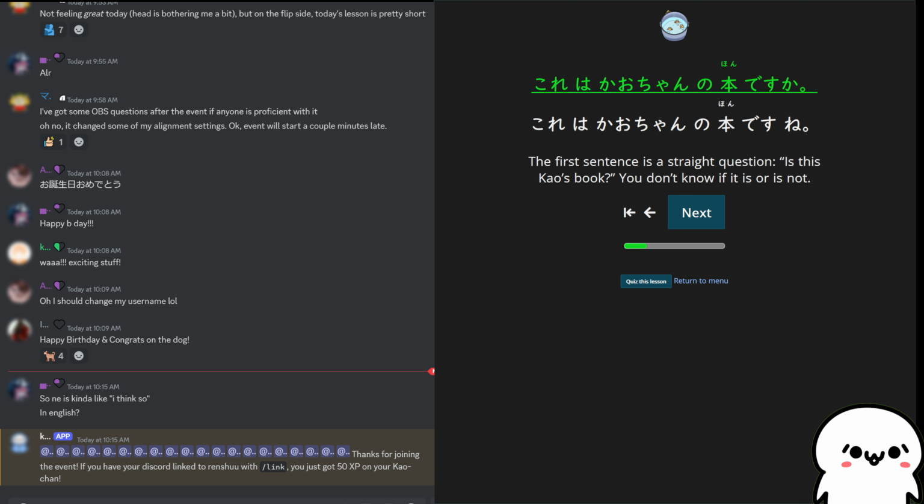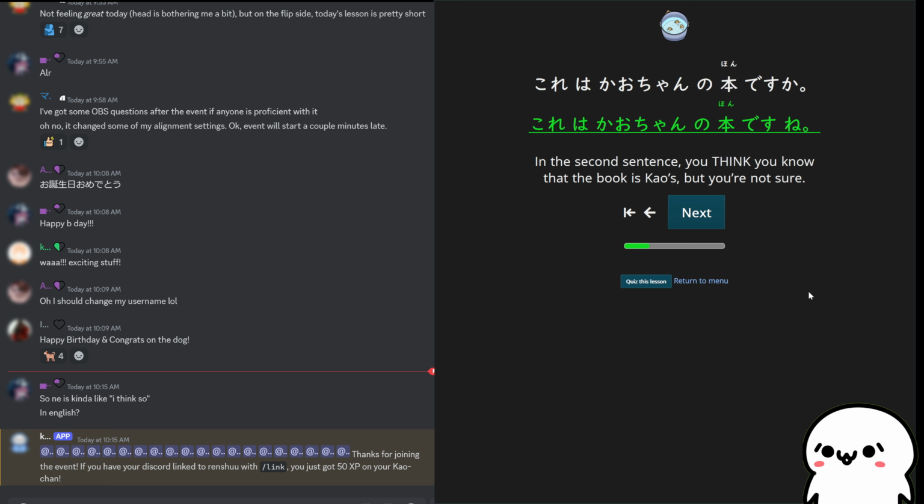So this first sentence is similar to what we've already learned. It's using the ka. So if you say, これはKao-chanの本ですか? You, the speaker, you're not sure if that's true or not. Like you're asking because you don't have that information yet. You're taking unknown information, trying to confirm it. However, with the second sentence, これはKao-chanの本ですね, you are making a statement. You're saying this information is right. I'm pretty sure it's right. You please respond and tell me that that's the case. You're looking for confirmation.